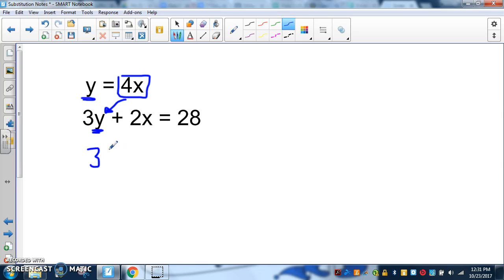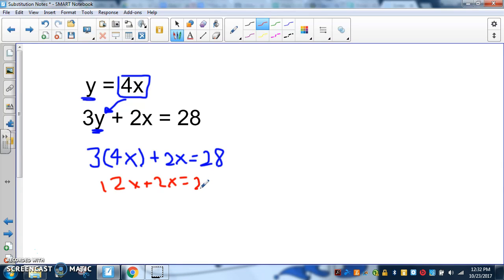So if I rewrite this second equation, instead of 3y, I'm going to do 3 times, well, what is y equal to? 4x. And then I'm just going to continue to write the rest of that second equation, plus 2x equals 28. And now I have one equation with one variable, and that's totally solvable. It's really easy to solve, actually. I think I end up with 12x plus 2x equals 28. All right, I think that gives me 14x is equal to 28, which would give me a value of 2 for x.